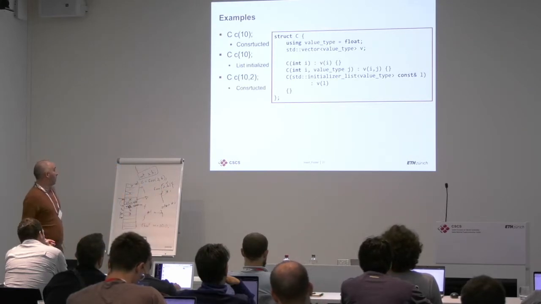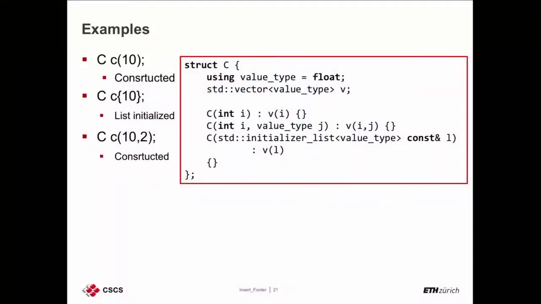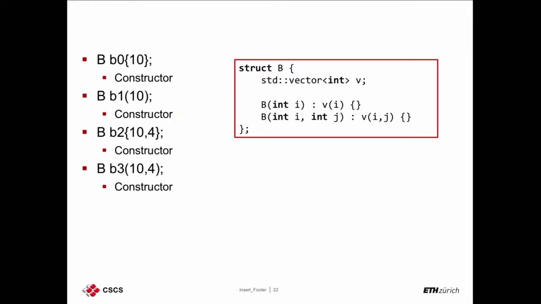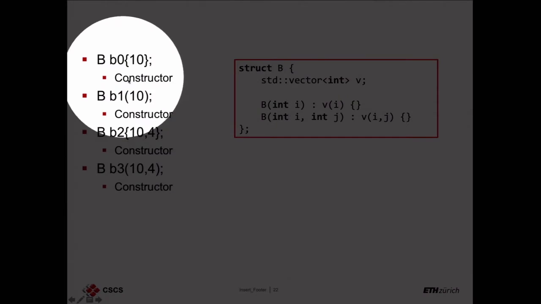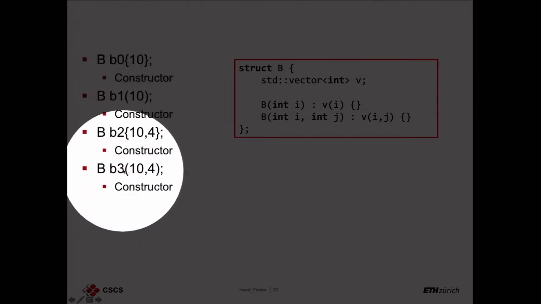This one, again, goes to the constructor with the 2 elements, and this one goes to the list initializer again. We can go on. Let's see if this is worth doing. Yeah, well, this is just already explained. In this case, there's no list initializer constructor, so all these syntaxes behave the same way. So the 2 constructors over here behave the same way.